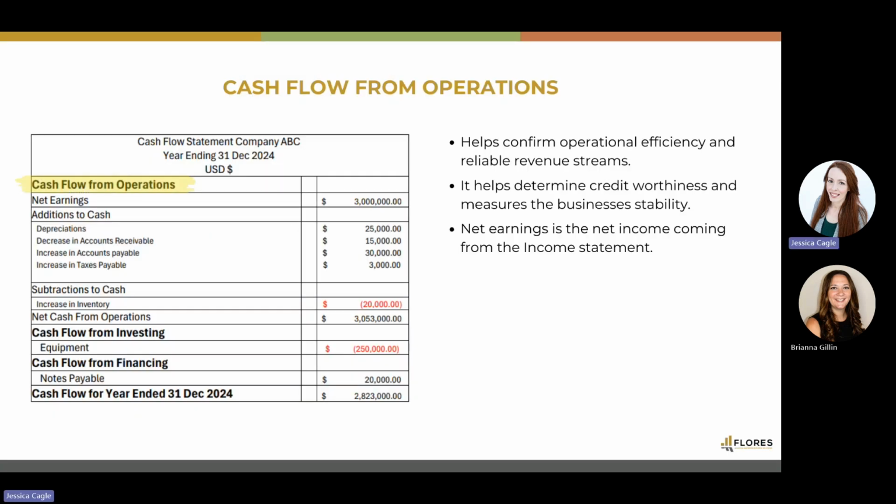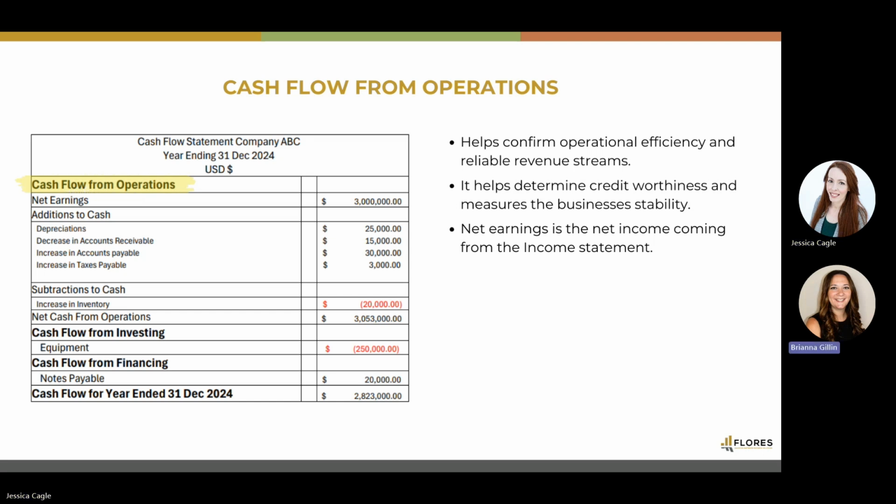Let's look at a real-world scenario. A retail business forecasts strong holiday sales, but forgets to account for increased inventory cost and delayed customer payments. The result? A cash shortfall in January. Forecasting helps you spot these issues before they happen.